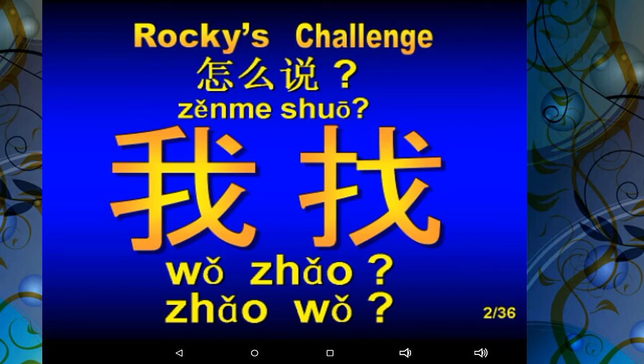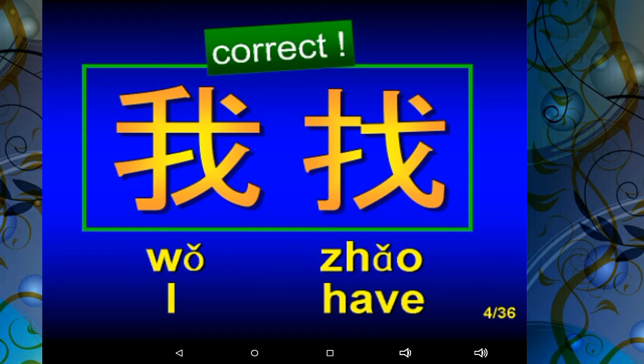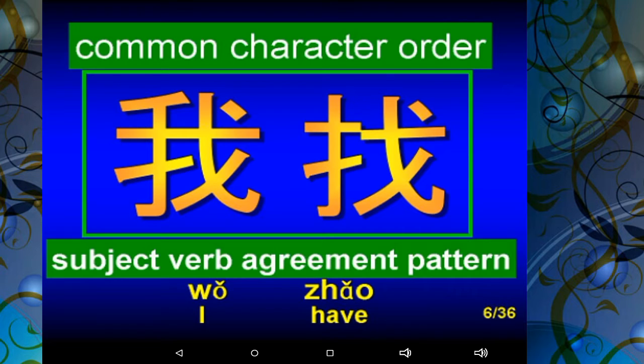Today I'm going to begin with a Rocky challenge. How do you say these two characters? 怎么说？我瞧和瞧我。If you said it was 我瞧, then I have to tell you, you are correct. These two characters, written in this way, are in the form of a very common character order. I also like to remind you that this satisfies the subject-verb agreement pattern. Very, very easy. 我瞧 or I have.